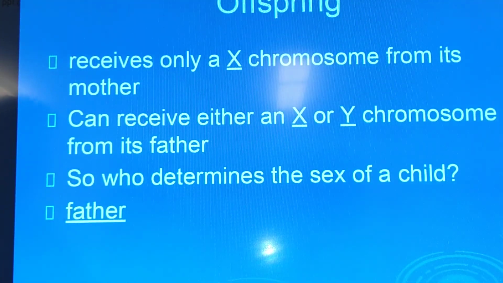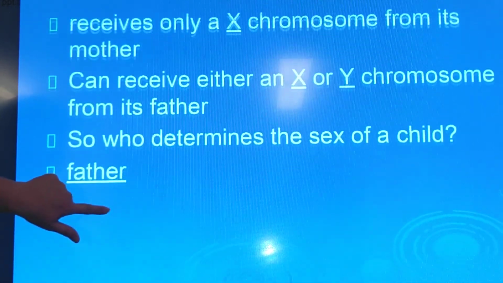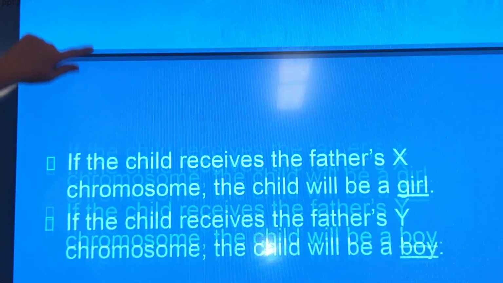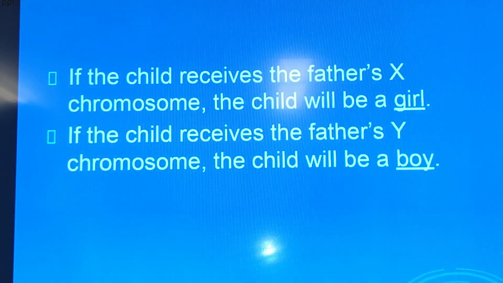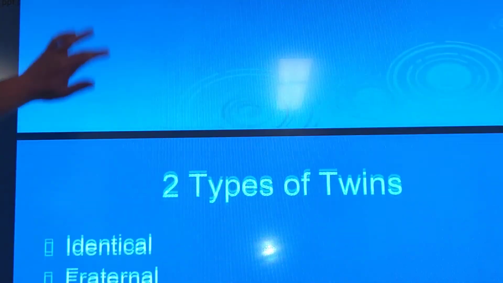So offspring receives an X chromosome from the mother, and it's either going to get an X or a Y from the father. So when it determines the sex of the child, it's going to be the father. So ladies, don't let those men, when you get married and you start having babies, don't let the daddy fuss at you because you keep having girls and he wants a boy. He's the one that determines it. It's up to the dad's sperm. The X or the Y comes from the dad. If the child receives the father's X chromosome, the child will be a girl. If the child receives the Y chromosome, the child will be a boy.